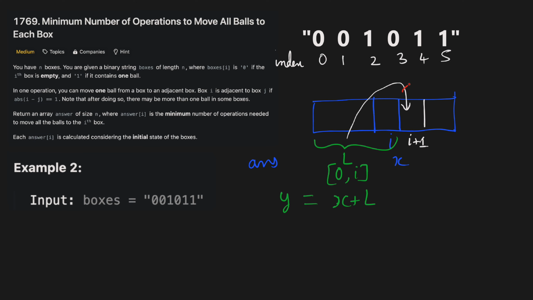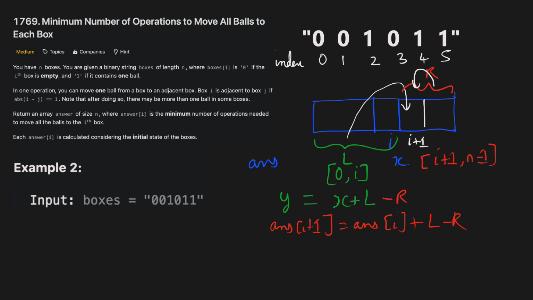Similarly, suppose there were R balls to the right of the ith box, that is in the range i plus 1 to n minus 1. Then the total number of additional operations to move these R balls will be one step less to reach the box i plus 1, and that's why we will subtract R from X. So our i plus 1th answer would be answer of i plus L minus R. So if we know the cumulative number of balls on the left and right side of an index, we can derive the answer for the next or previous index accordingly.